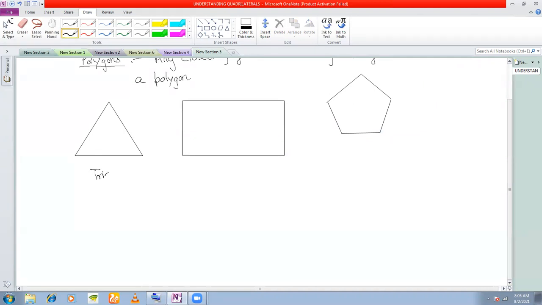Triangle is a polygon. The number of sides of the triangle is how many? 3. For a rectangle, 4 sides. Number of sides is equal to 4. For this pentagon, 5 sides. Number of sides is 5.